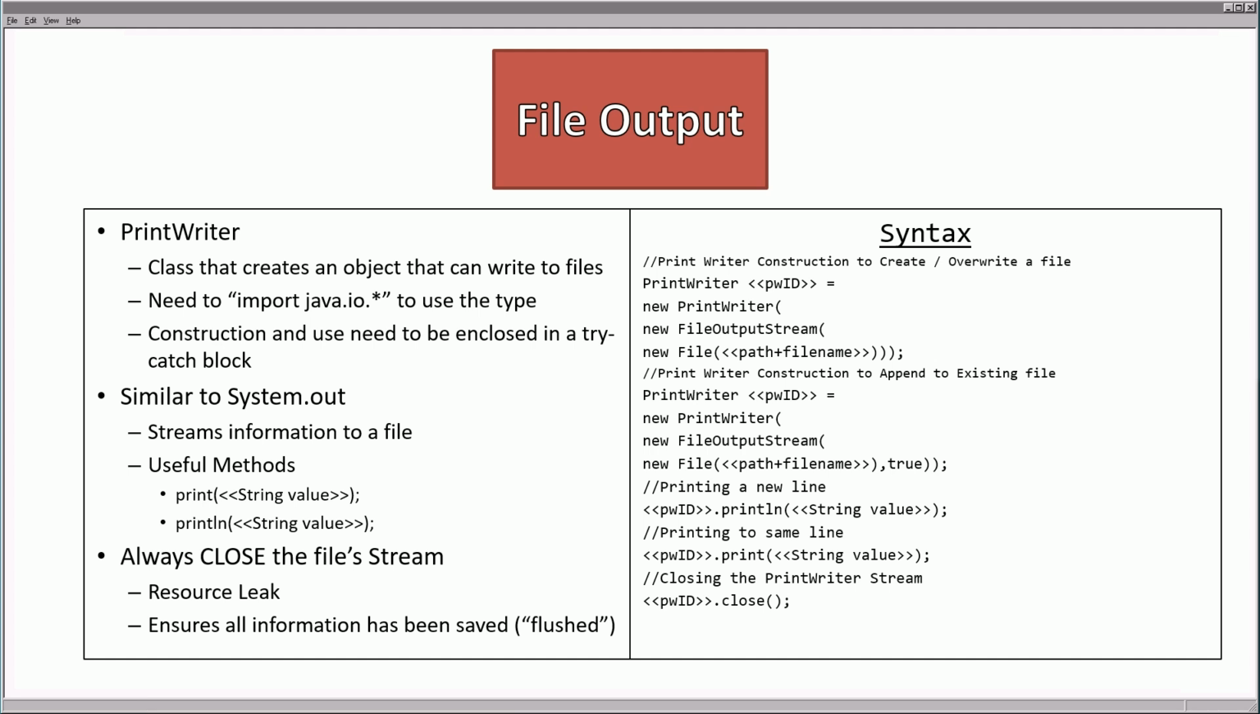Now, if we wanted to add to the file, if we wanted to append information to an existing file, the only change with this is including this boolean here saying true. This will mean that our FileOutputStream is going to append to this file. Printing to a new line is just like System.out, but we just use the PrintWriter's ID followed by println, and similarly, if we're printing to the same line, we use the method print. Now finally, once we're done with all of the operations on the file, this will close the PrintWriter, thus closing the stream.